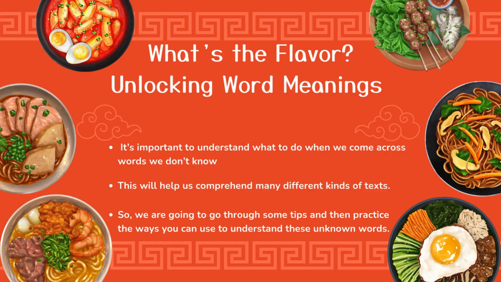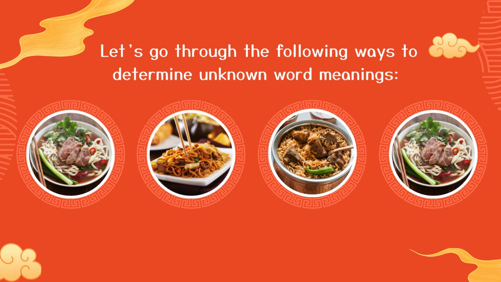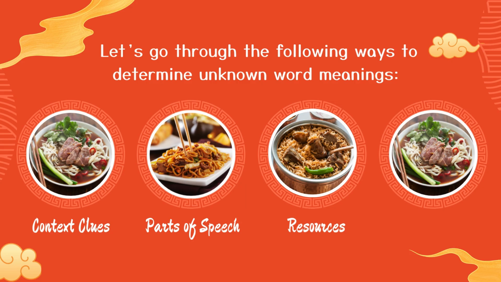So, we're going to go through some tips and then practice the ways you can use to understand these unknown words. We are going to go through 4 main ways to determine unknown word meanings. First, we will talk about context clues. Then, we will look at using parts of speech. After parts of speech, we will talk about resources. And finally, we will talk about application.